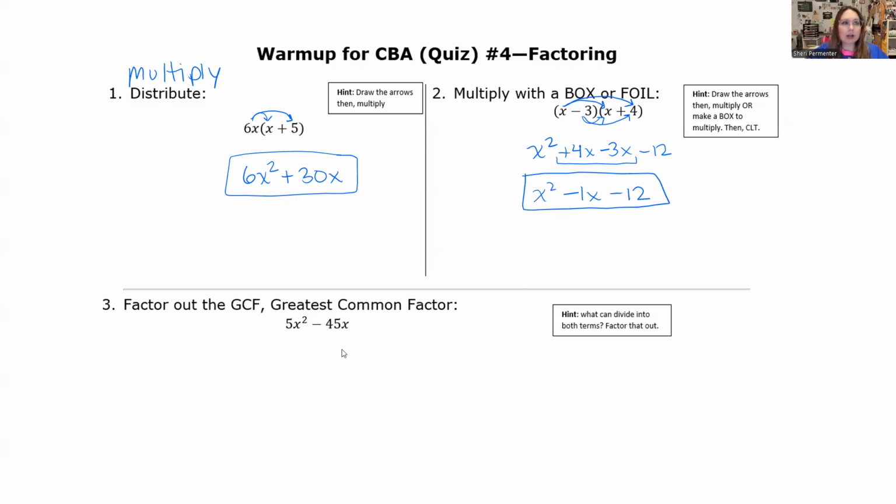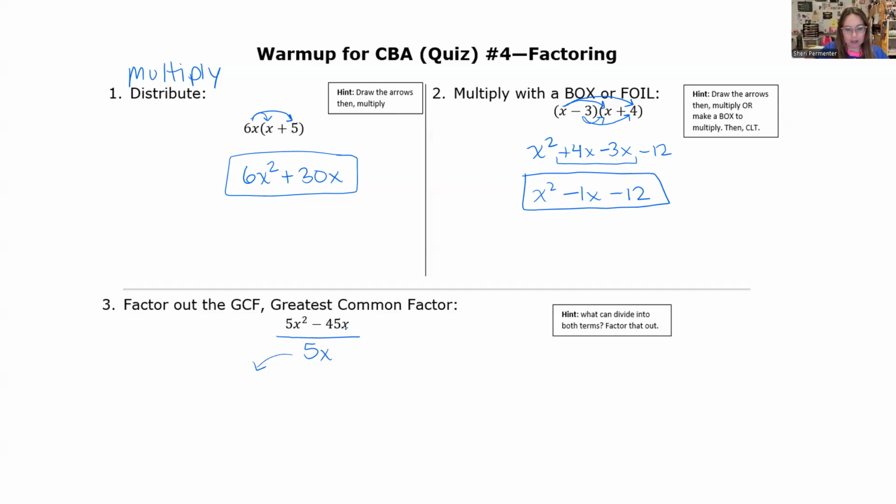Next, factor out the greatest common factor. So greatest common factor, what do they have in common? I look at the coefficient and then I look at the variables. And so here, looking at the coefficients, what do 5 and 45 have in common? 5. All right, then we're going to look at the variables. I have x squared here and x here. So what's the most amount that I could pull out? Just an x.